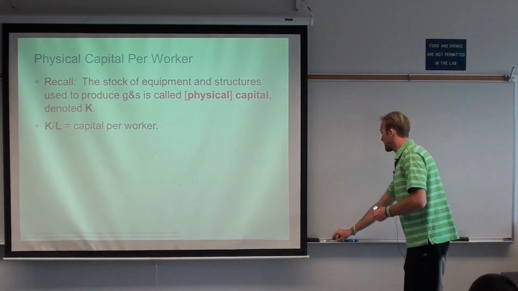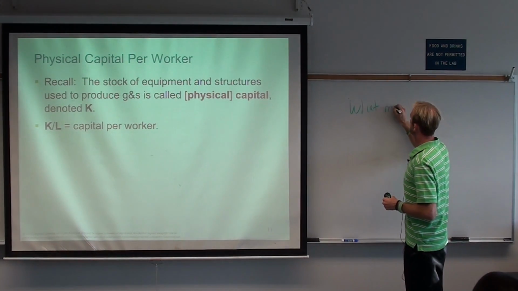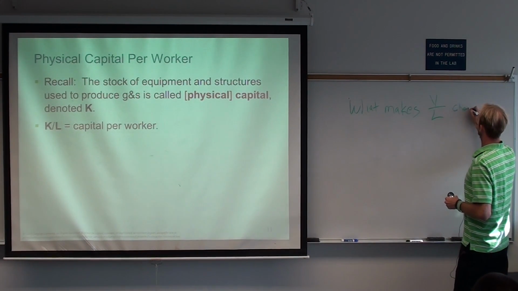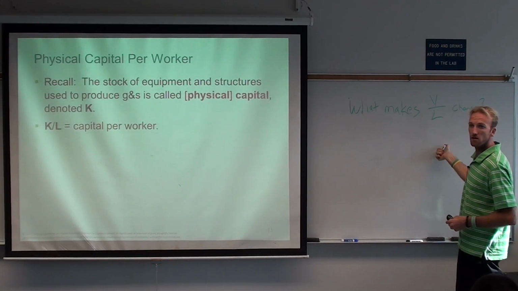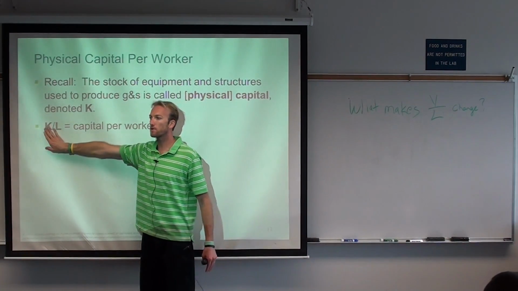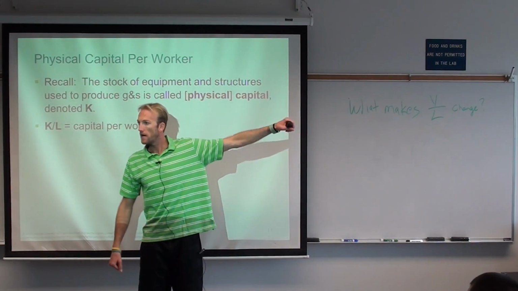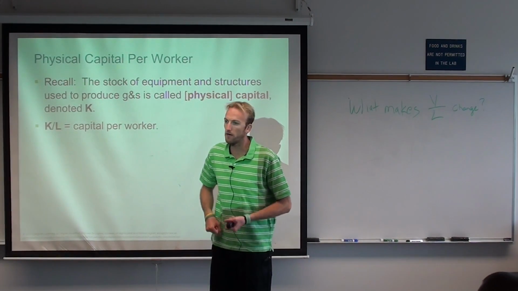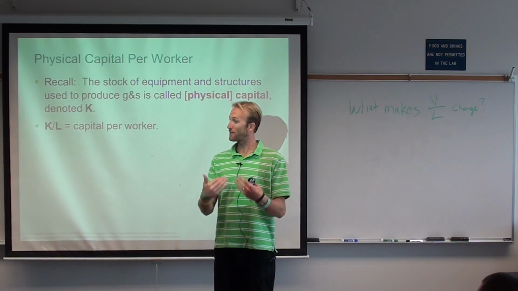We're trying to figure out what makes Y over L change, right? What makes my output per person change? Well, clearly, if I give my worker access to more capital, more K over L, it's going to make him or her more productive, right? Imagine my economy is a bunch of guys who dig holes for, I don't know, burying internet cable underneath the ground. If I make them use their hands, how productive are they going to be?